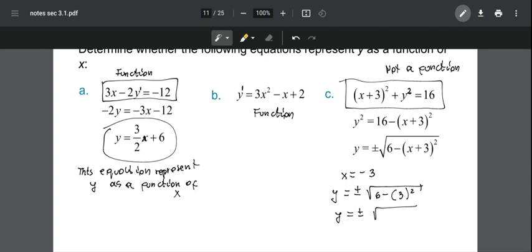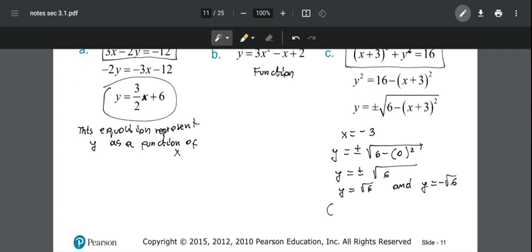So then we have 6 minus (negative 3 plus 3), so that will end up to be 0 to the second power. So we have the square root of 6, so that means we have y equals square root of 6, and y equals negative square root of 6. So this is not a function because for each input, we'll have two different outputs. So like you see, that's not a function.